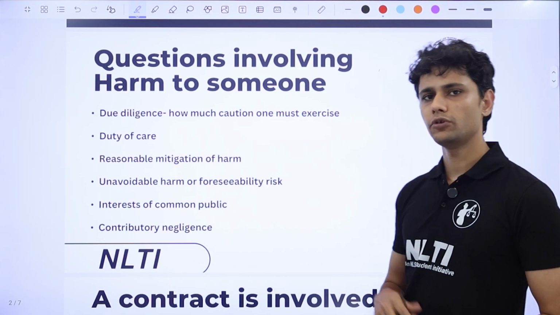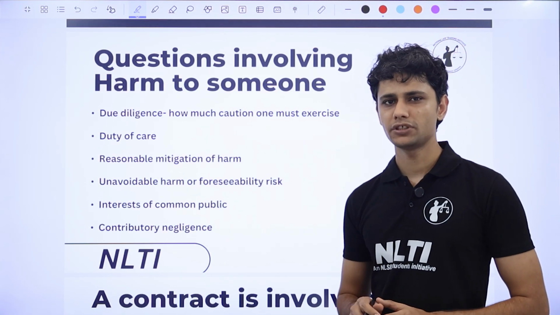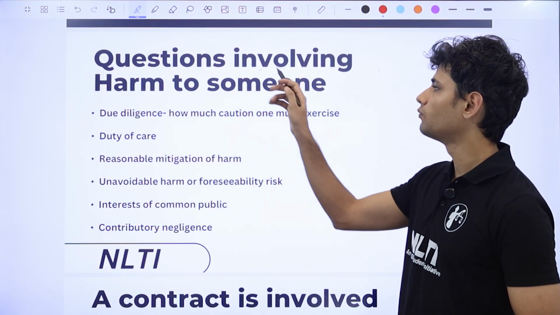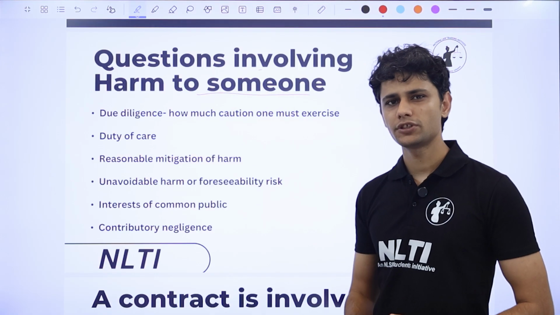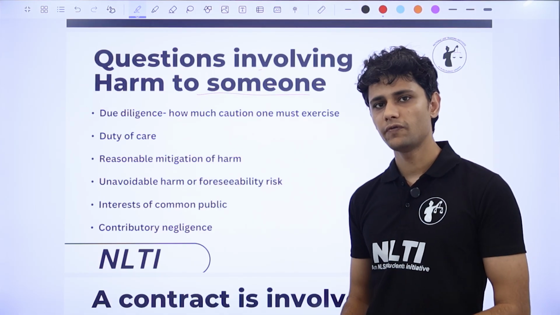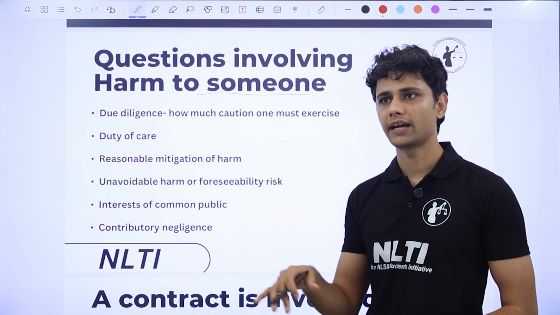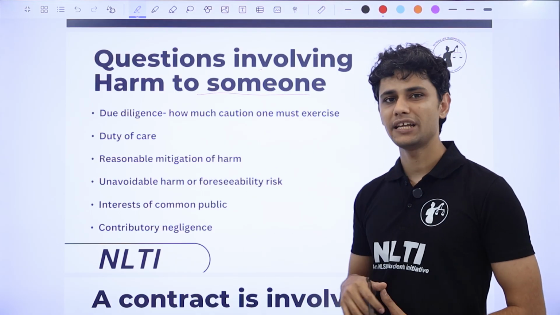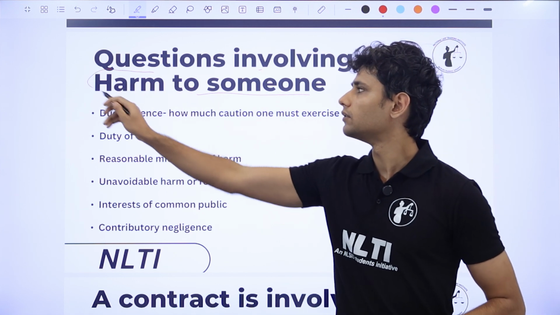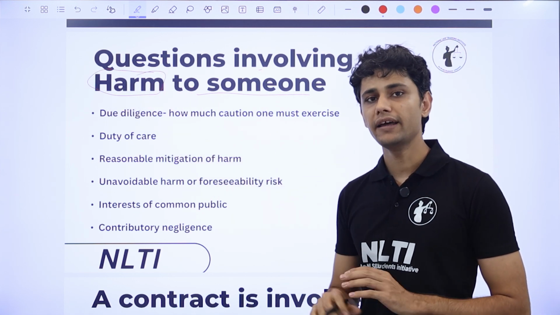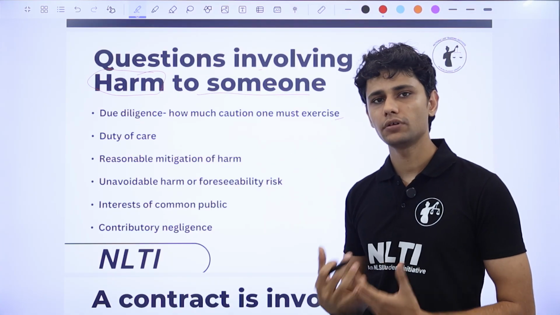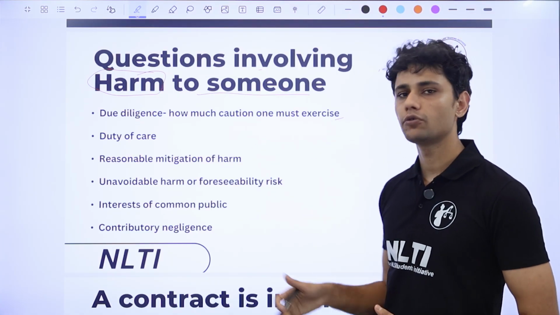Now, I'm only going to talk about a few types of questions which have occurred quite frequently in the paper. One among those is questions involving harm to someone. These are questions where somebody either physically injured another person or even non-physically injured another person through indirect actions. So in these questions, where anybody faces any harm, the key operative word being harm, these principles are relevant and you should look at which of these principles you could use in those cases.